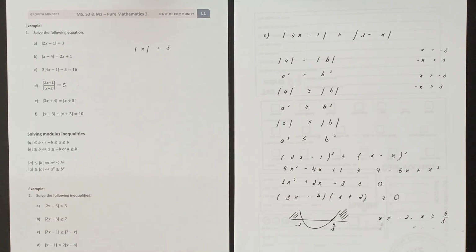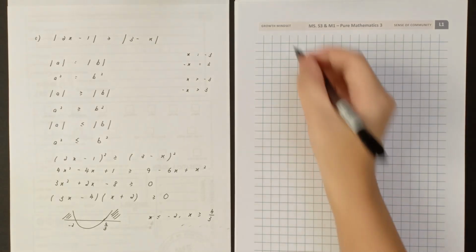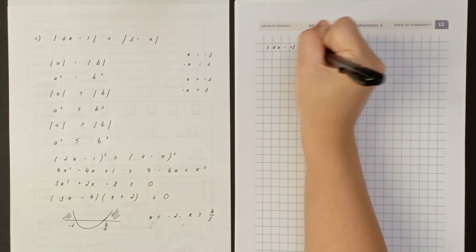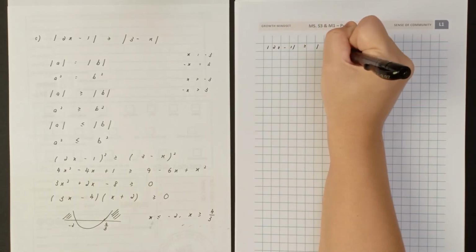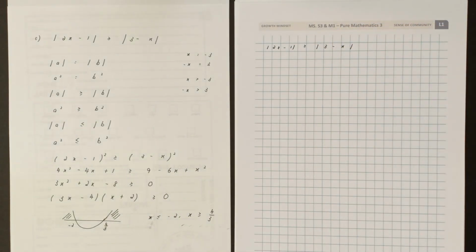So maybe let us try to do the very last question on graph before we move on to the last questions. So let's try to do this question on graph as well. Alright, so let me write everything over here. This is what I want to solve: 2x minus 1 greater than 3 minus x. Let's try to use the definition way to do this.